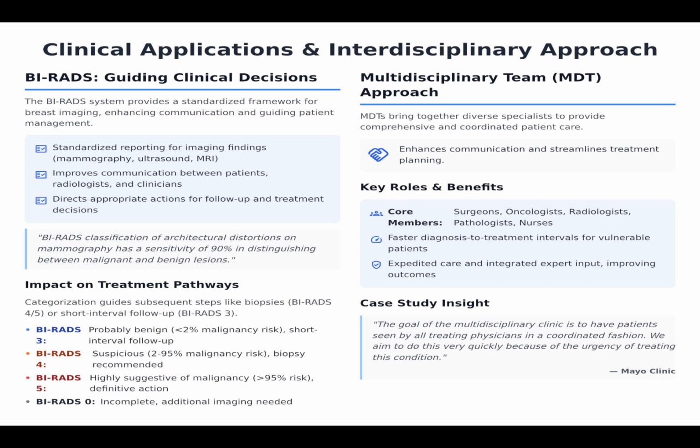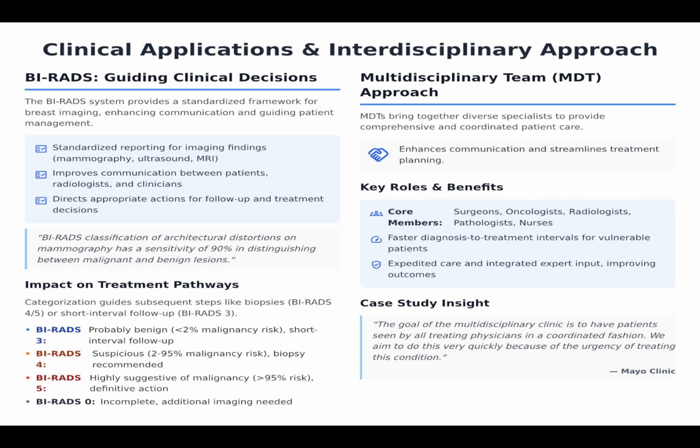The role of the multidisciplinary team is significantly enhanced by BI-RADS. Radiologists, breast surgeons, medical oncologists, pathologists, and radiation oncologists all speak the same BI-RADS language, facilitating seamless collaboration. When a radiologist assigns a BI-RADS 4 or 5, for instance, the entire team understands the urgency and potential implications, allowing for swift and coordinated patient management.